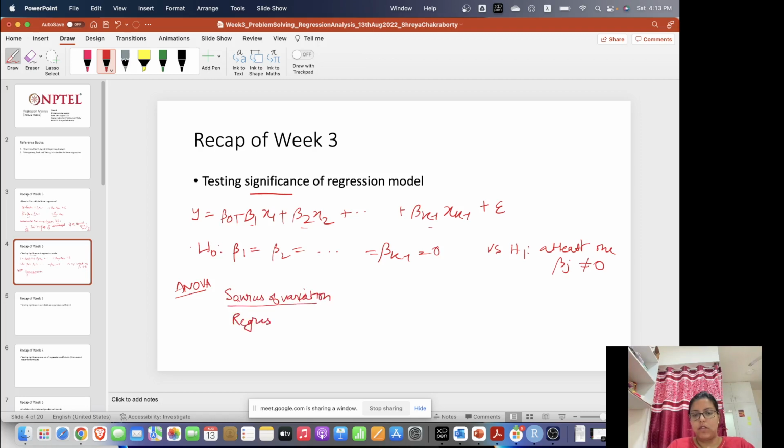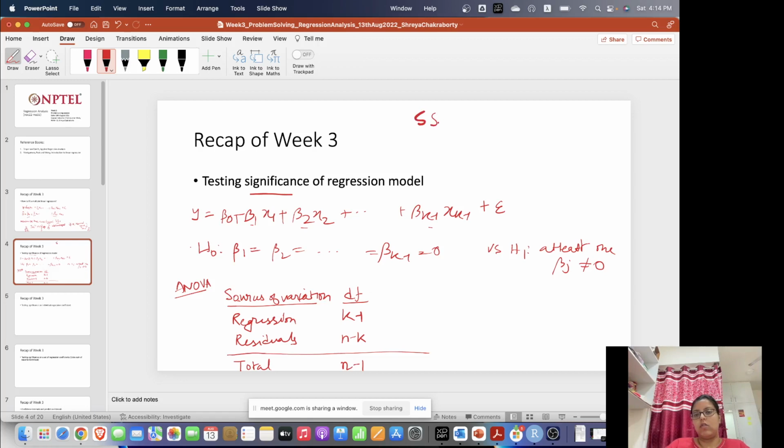One would be regression, one would be residuals, and this would be total. Then our degrees of freedom: this would be n minus 1, this would be n minus k, and this would be k minus 1. Why so?